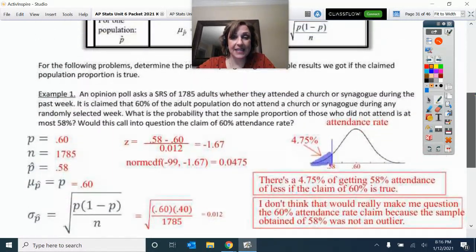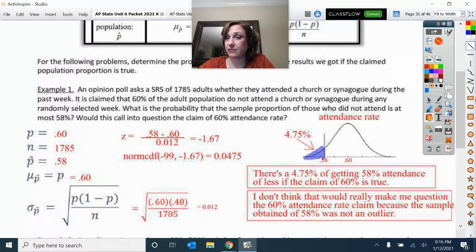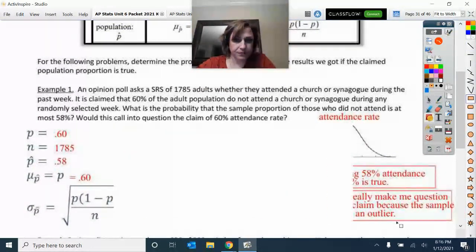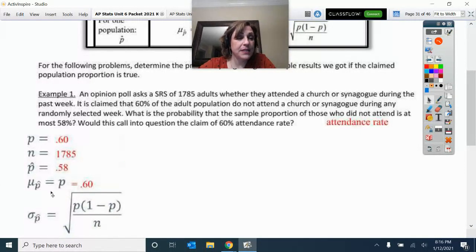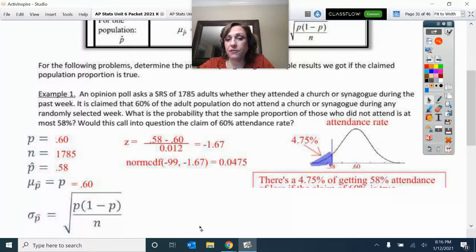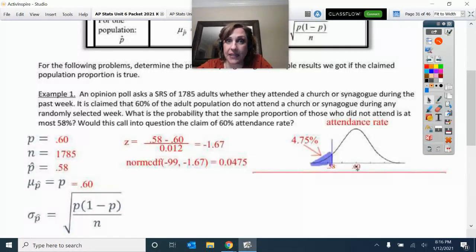So here's what's happening. We're going to be collecting this type of data over here on the side. Here we've got that the claimed population proportion is 60% who do not attend a church or synagogue. Then the sample size is 1785. If you can imagine taking a whole bunch of samples of 1785 people and seeing what those proportions are, we have a normal model filled with a whole bunch of p-hat dots.